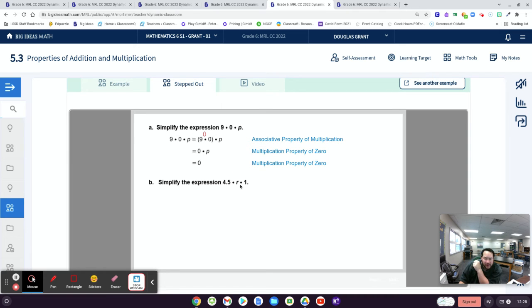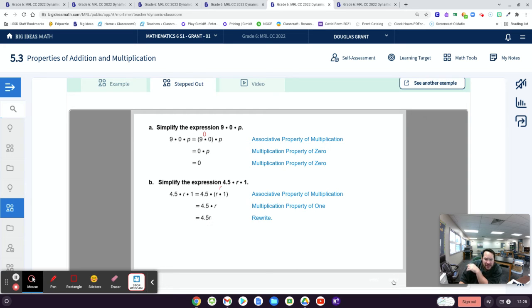All right, this one, though, we will have to do a little rearranging first. So we have 4.5 times r times 1. What property says it's okay to switch this r and this 1 around? Yeah, that one's the commutative property of multiplication. Oh, they're rearranging.